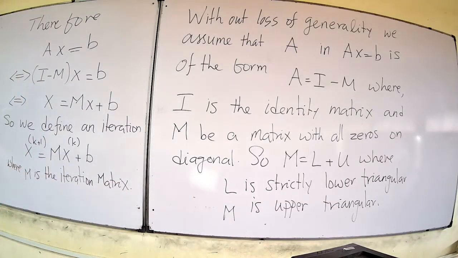We define the iteration x^(k+1) equal to Mx^k plus b, where M is called the iteration matrix. For the Jacobi iteration, the iteration matrix is different. For the Gauss-Seidel iteration, the iteration matrix is different. They are going to be different for different methods. So let me show you how we obtain Gauss-Seidel and Jacobi by using matrix form.